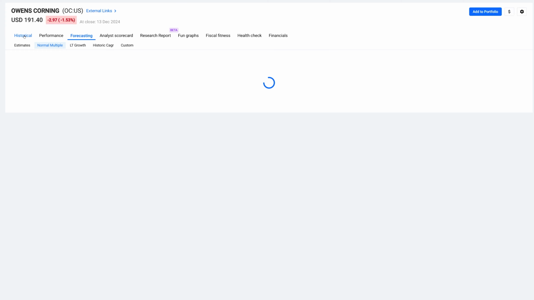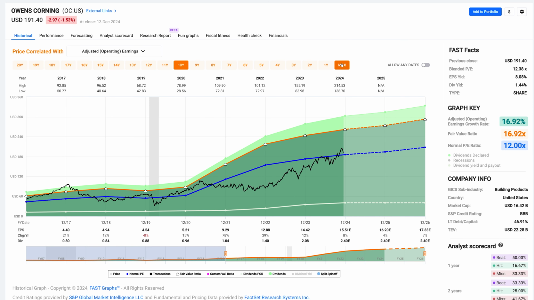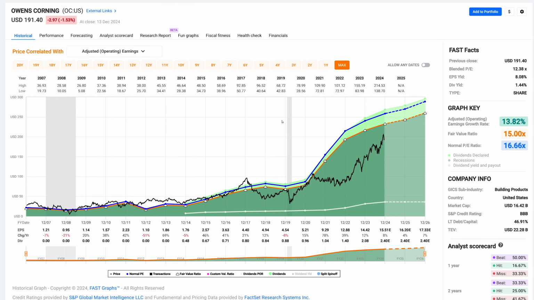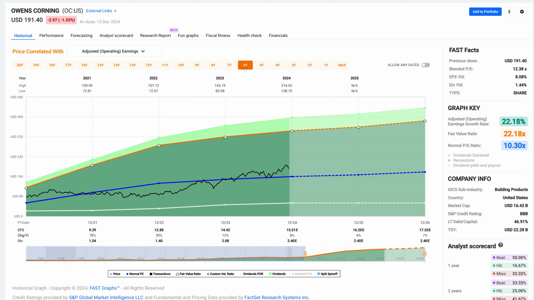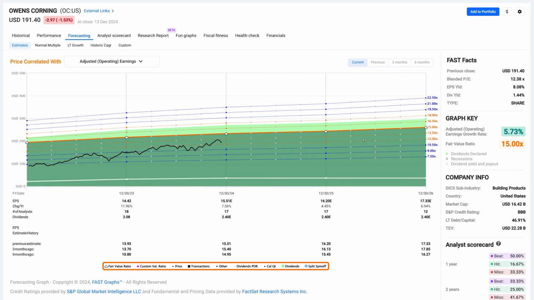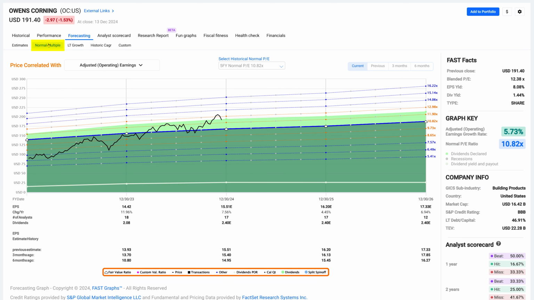I'm going to go on to the next stock here, which is Owens Corning, a building products company. Again, there's a cyclical nature. Coming out of COVID, we went through this huge growth spurt. If I look at these last 6 years, growth has gotten very strong. From a forecasting point of view, analysts expect growth to revert back to more normal levels. The normal multiple on this stock has been about 11, which would mean it's slightly overvalued.